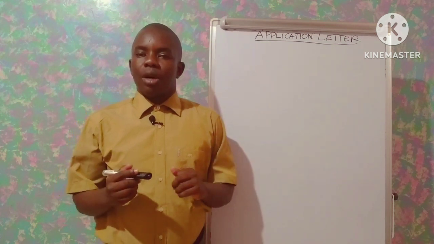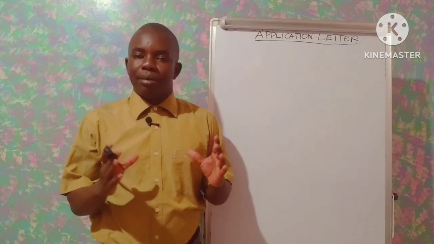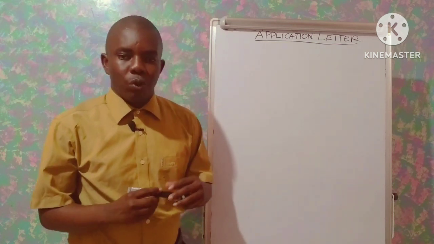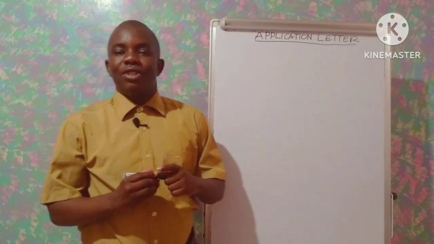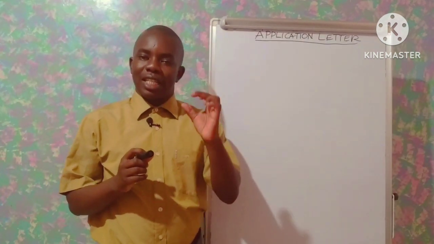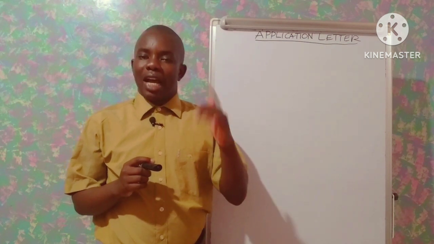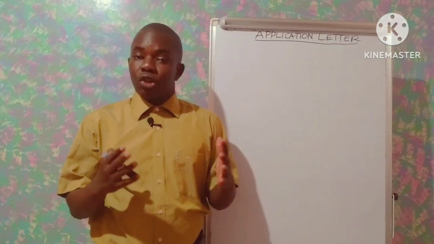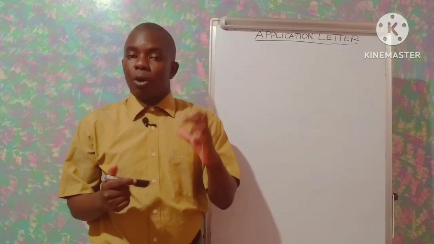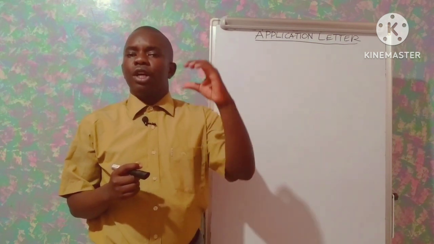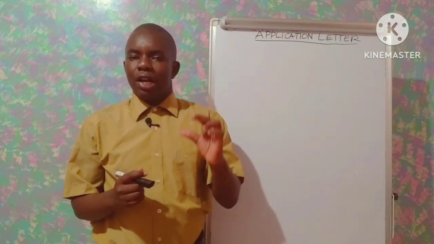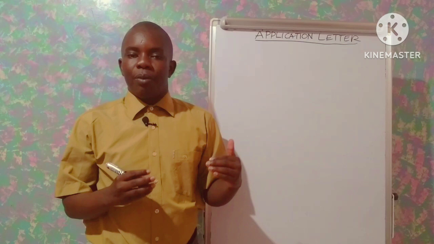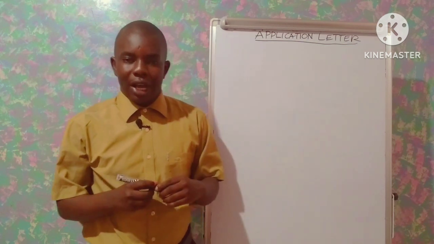I will take us through some of the elements that make up an application letter, and we will begin with the sender's address. So the first element is that the sender must write their address. The sender in this case is the applicant. An application letter is one form of official letter. So we are going to have two addresses, one for the applicant and then followed by the company or institution to which you are applying.